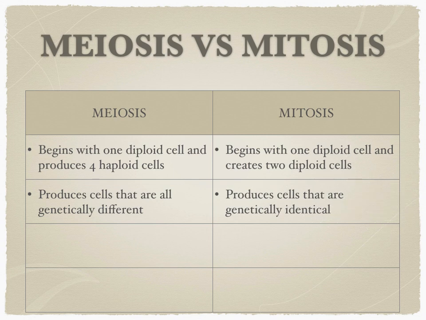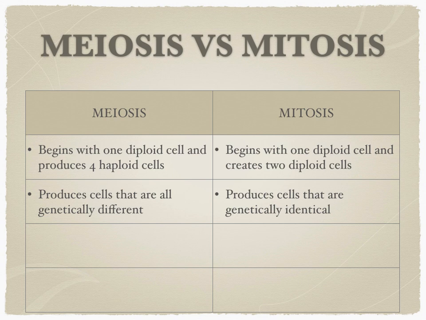Meiosis produces cells that are all genetically different. Variation is a great thing. Meiosis creates reproductive cells that are genetically different from all of the other reproductive cells that exist. And mitosis produces cells that are genetically identical. They're basically creating clones, just copies of themselves.